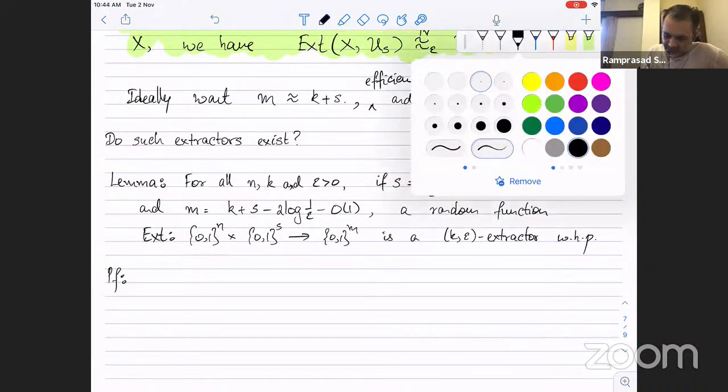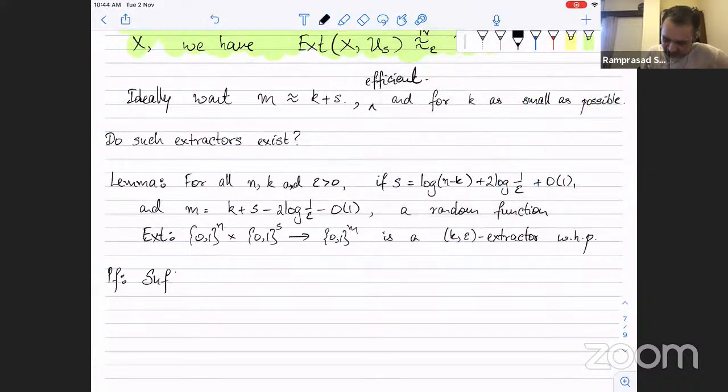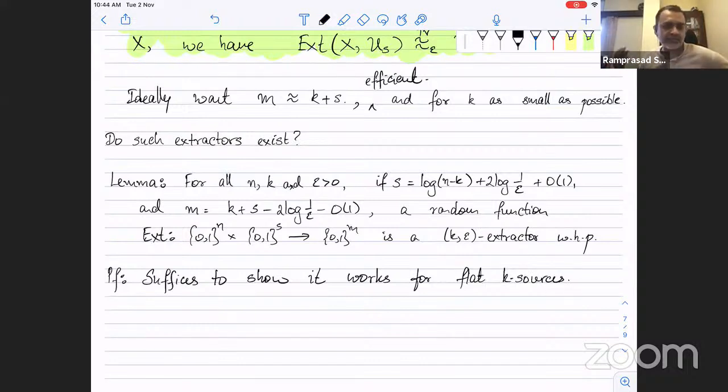Like I mentioned last time, it suffices to show it works for flat k sources, because any min-entropy k source is a convex combination of these flat sources. An extractor that works for flat k sources will also work for all convex combinations of them, so we are done. What we'll do is fix a source X.